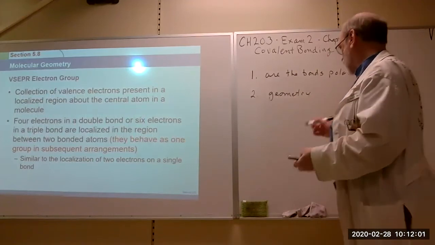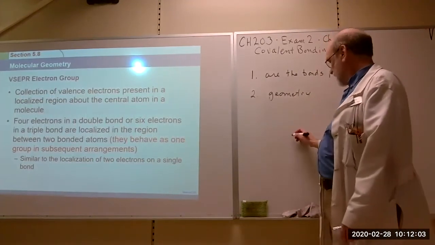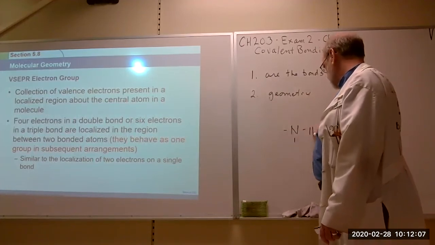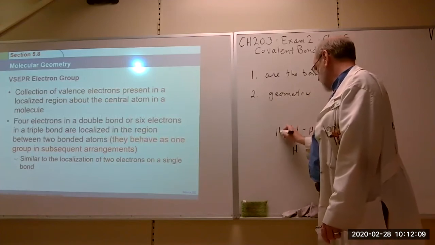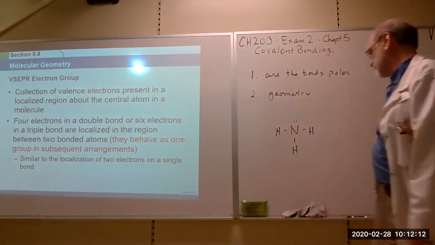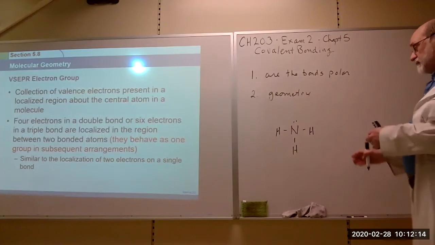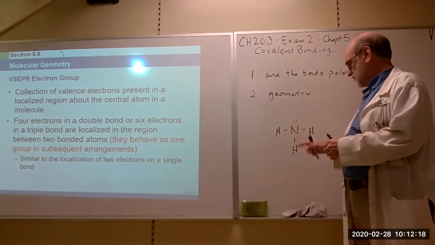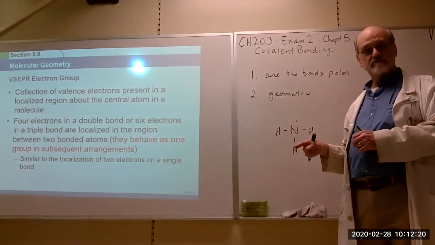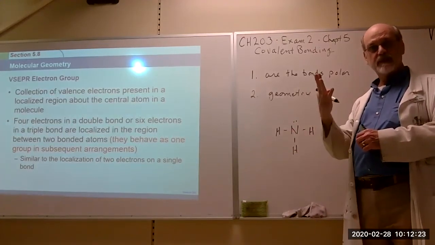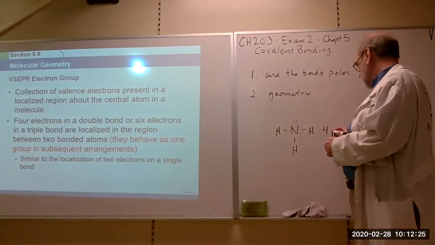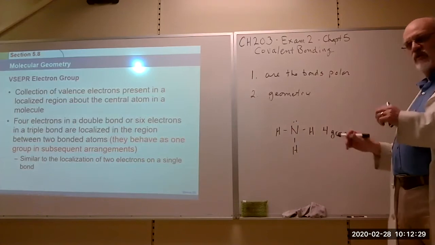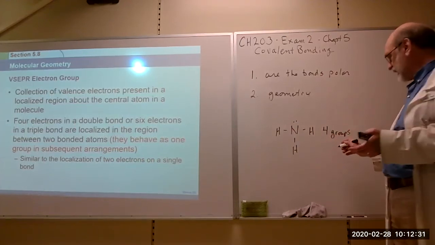So what's an example? Well, we've already drawn ammonia, right? So if we just draw ammonia the way we did it before, okay, how many groups are around nitrogen? 4, right? So when you have 4 groups, that translates into a regular structure called a tetrahedron.